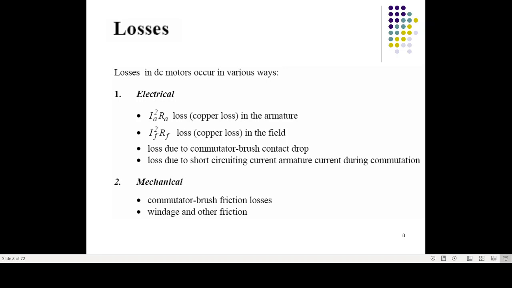Okay, and then we have mechanical losses. The losses associated with mechanical friction of the machine are called mechanical losses. These losses occur due to friction in the moving parts of the machine like bearings and brushes, and windage losses occur due to the air inside the rotating coil of the machine. These losses are usually very small, about 15% of full load loss.